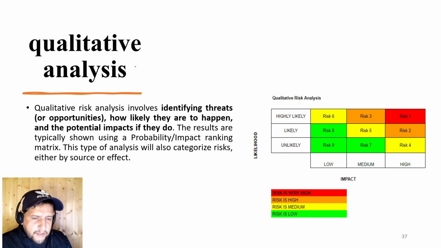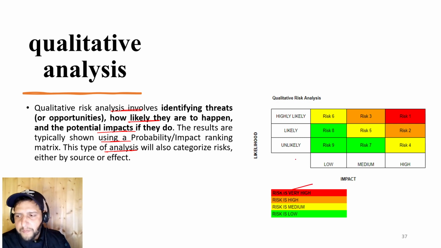So risk analysis, there's a quantitative as well as qualitative analysis. So qualitative analysis involves identifying threats or opportunities, how likely they are to happen, and what is the potential impact if they do. The results are typically shown using a probability and impact. The analysis will also categorize risk either by the source or effect, like, is it low, is it medium, or is it high? So you can just prioritize those risks.